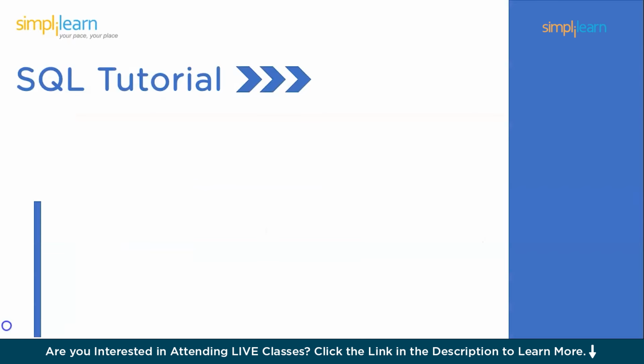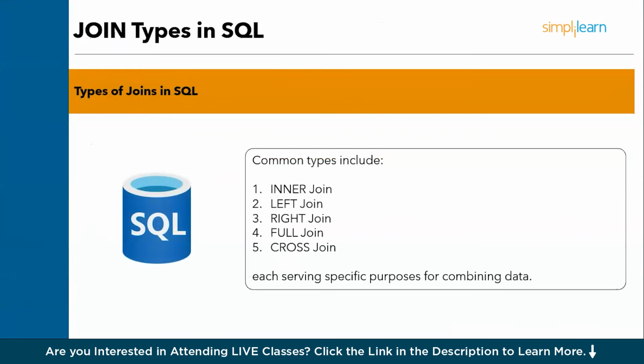Now, proceeding ahead, we will understand the different types of joins available in SQL. So there are multiple joins available in SQL, but the primary ones that you need to focus on are these five. So they are inner join, left join, right join, full join, cross join, right? And each of these joins will have a specific purpose in combining the data. Now, let's have an in-depth understanding of each of these joins, starting with the inner join.